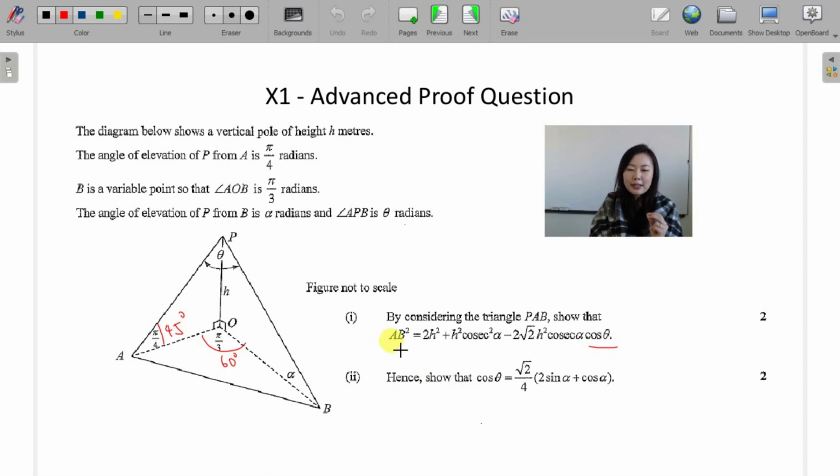You've got AB squared using this triangle here. We haven't used the bottom triangle AOB, and that's got a different piece of information. So let's start with that. Let's look at the bottom triangle first, right? Because we can also get AB squared by looking at the bottom triangle.